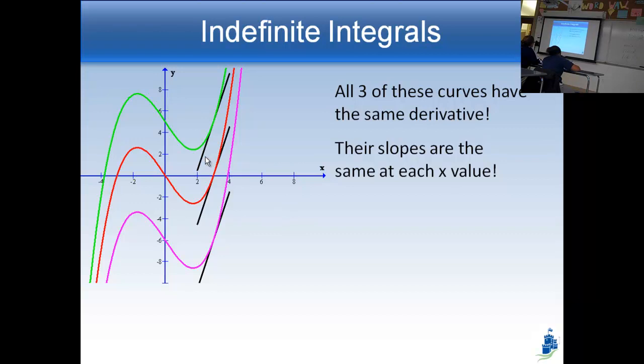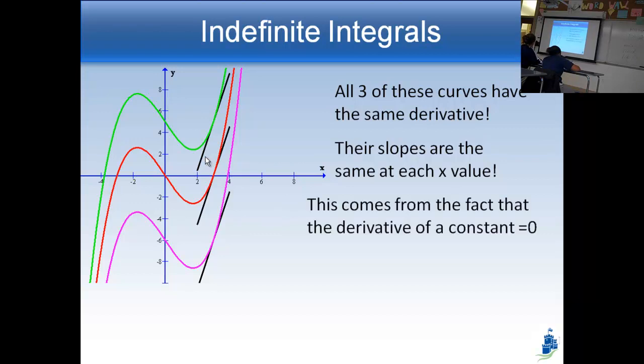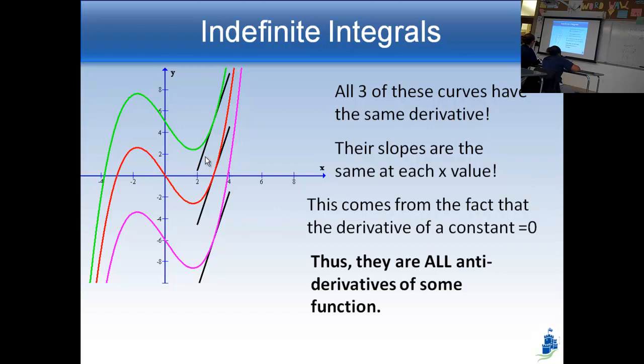Okay, at each x value, they all have the same slope, right? And it comes from the fact that the derivative of these constants, pi and 2 and all that, are 0. So it just drops out when we take the derivative. Okay, thus, they are all antiderivatives of some mystery function. Right? We said this before.